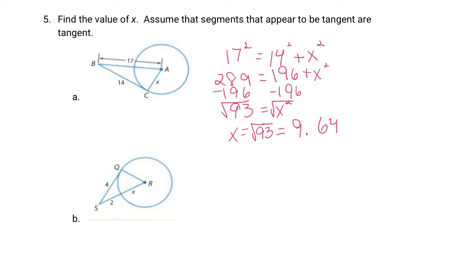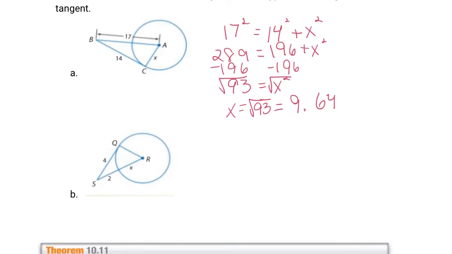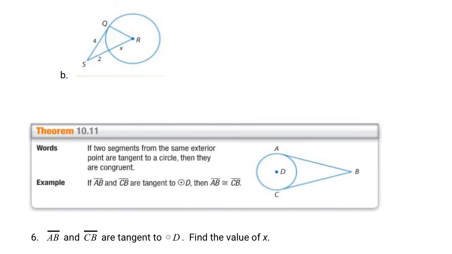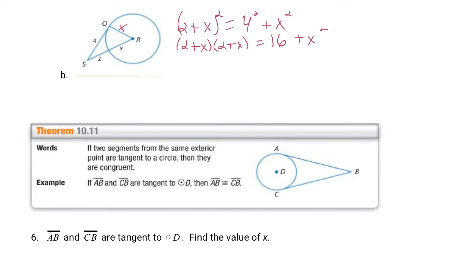All right. Try the next one on your own. It's a little bit different, but I think you can do it. All right, let's do it. We've got 2 plus x is our hypotenuse if QS is the tangent. So that squared is going to equal 4 squared plus QR is going to be x again. So plus x squared. So let's write 2 plus x like we did above, so we can use the FOIL method. 4 squared is 16, and x squared stays x squared.